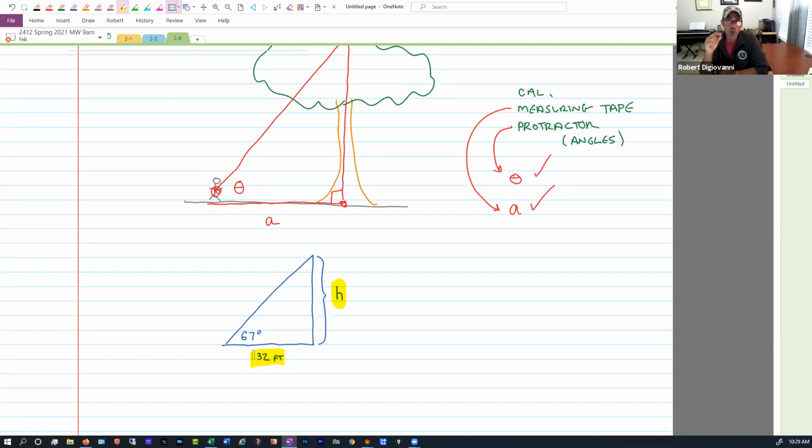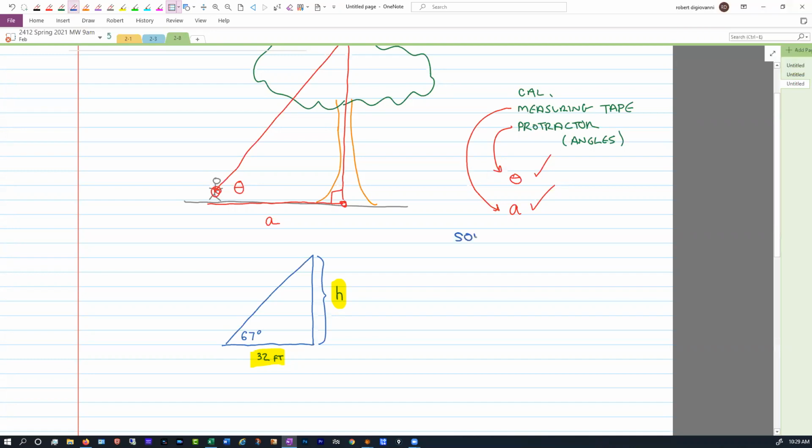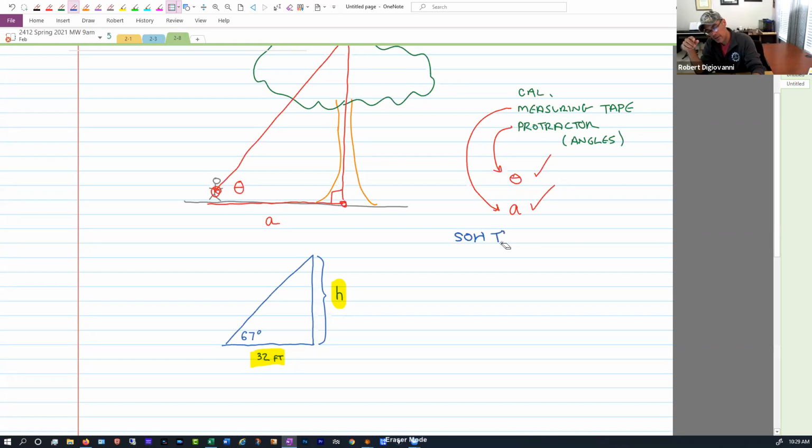What trig function connects opposite and adjacent together? Is it sine, cosine, or tangent? So think SOHCAHTOA. Tangent. Tangent, right? Everyone SOHCAHTOA? So we have our hypotenuse and our adjacent and our opposite are these two sides, and tangent is the one that connects those.